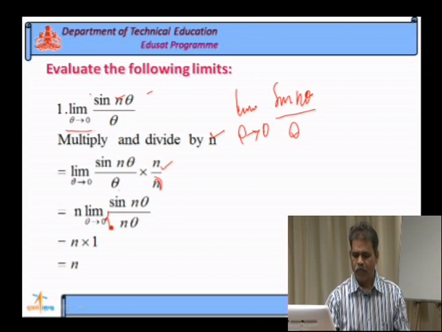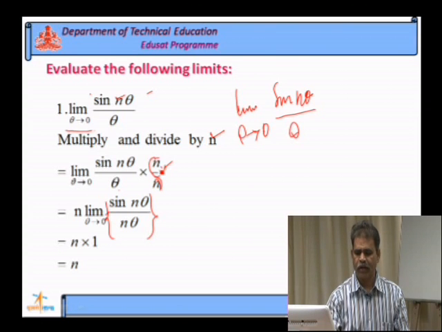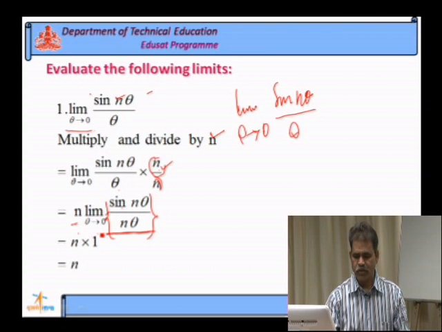Now it is of standard form. See what happened, this n is constant. This constant is taken as the prefix, that is n into limit of sin of n theta divided by n theta as theta tends to 0. This is a standard limit whose value is equal to 1. So, 1 into n is n.